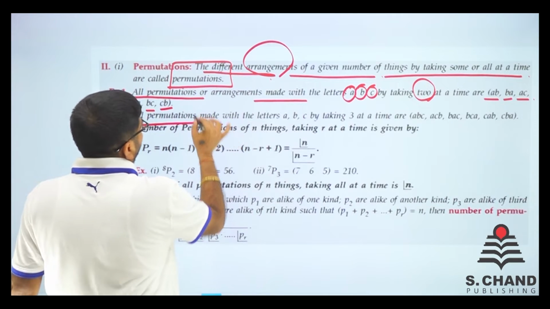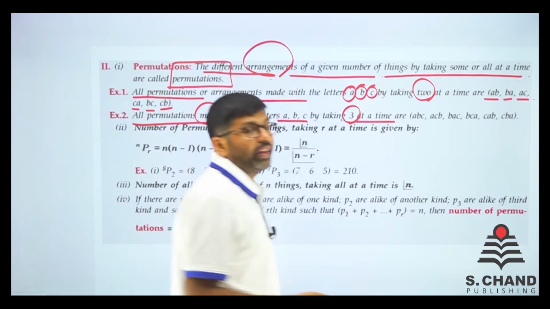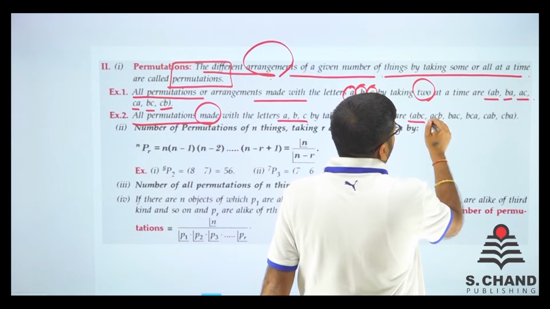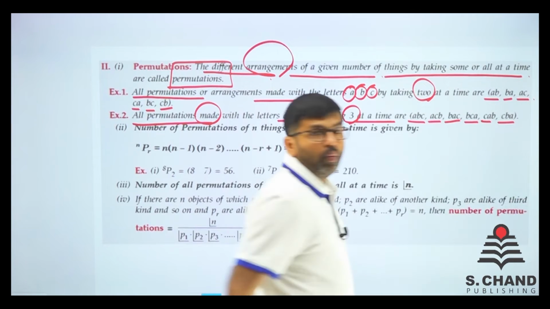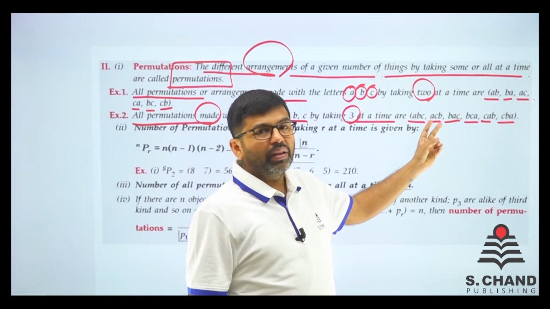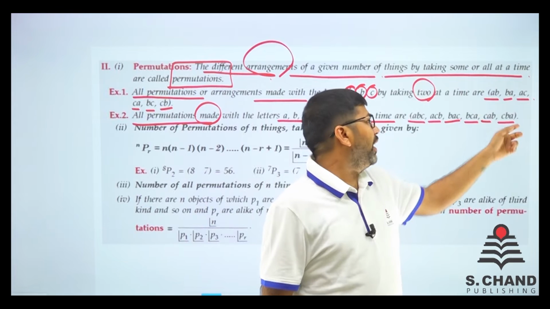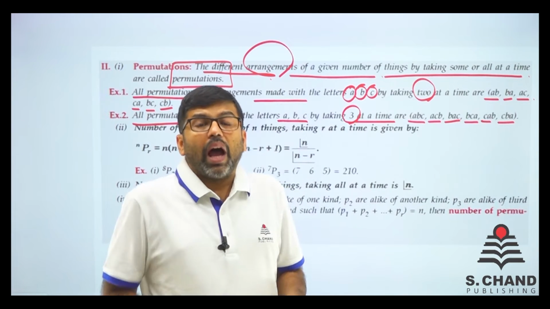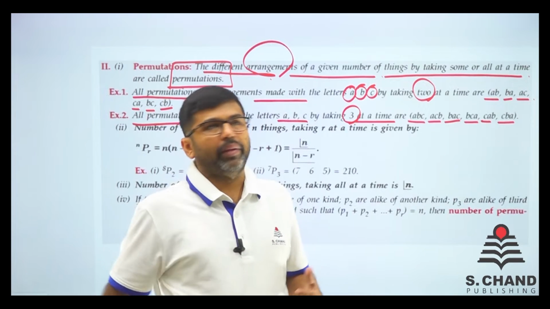All permutations made with the letters ABC by taking 3 at a time. So if we take all 3 at a time, how many ways are there? ABC, then ACB, then BAC, then BCA, then CAB, CBA. What is done here is, we took A first, then BC and CB. We took B first, then AC and CA. Then we took C first, then AB and BA. So in this way, you need to find out in how many ways you can put things all at a time or some at a time.